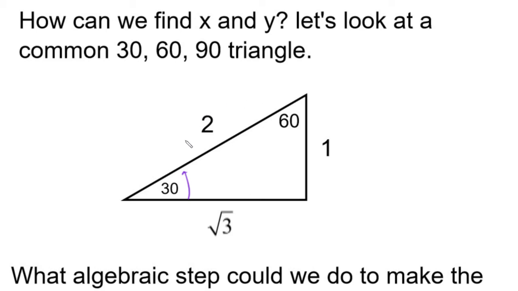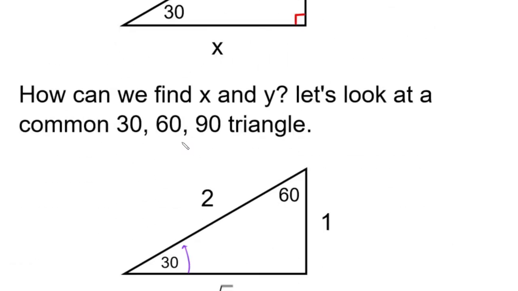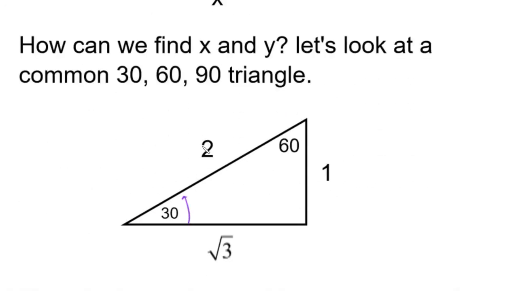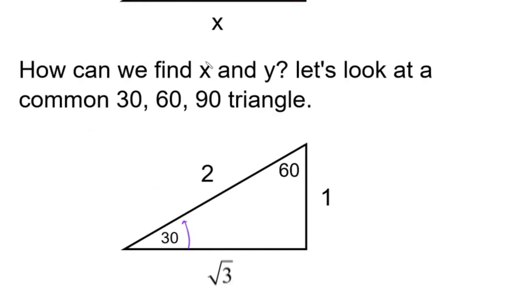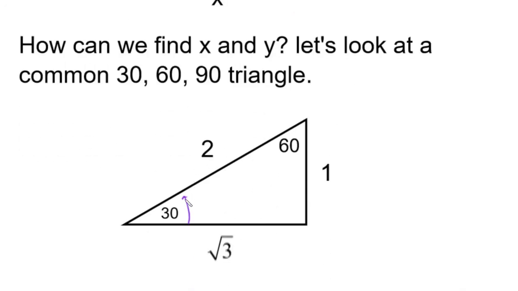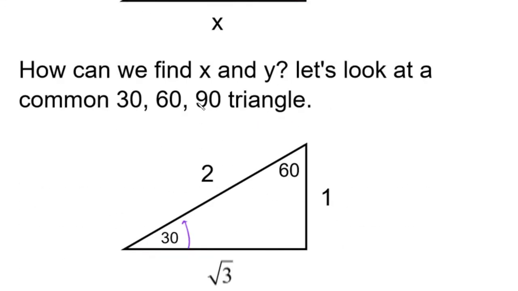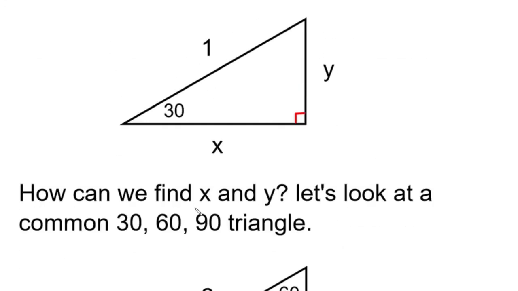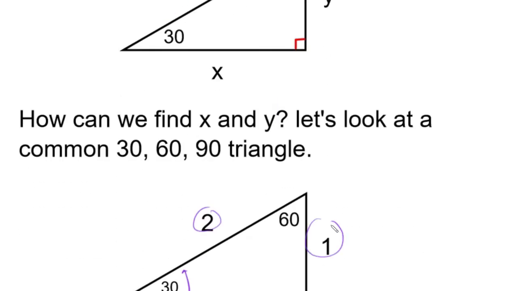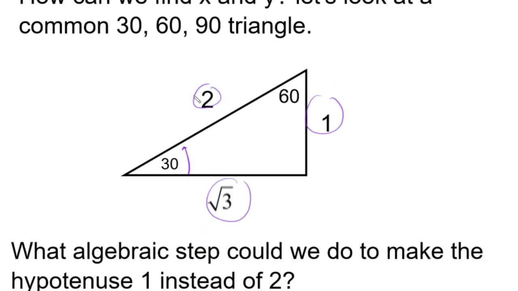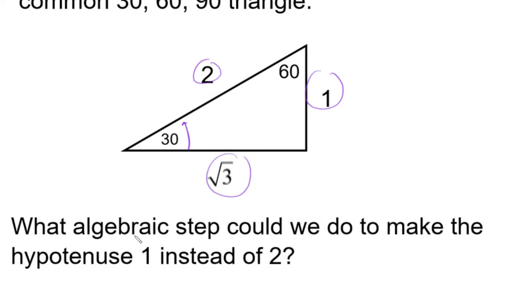What we are interested in is an exact triangle, just the same, except the hypotenuse is 1. So these are similar triangles. If the setup is good, which it is here, it's a right triangle, 30 degrees, hypotenuse 2, right triangle, 30 degrees, hypotenuse 1. There's a proportion here. If you take this side length and half it, you get this side length. If you take this side length and half it, you get this side length. And if you take this side length and half it, you get this side length. So what algebraic step could we do to make the hypotenuse 1 instead of 2? Well, you half it. Divide it by 2.